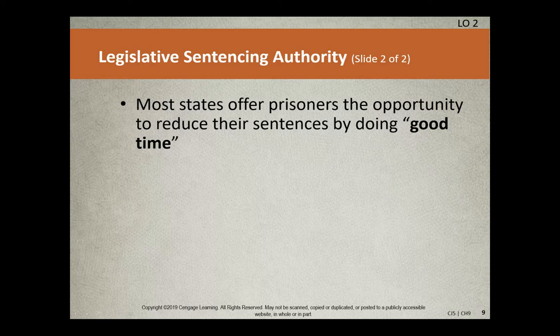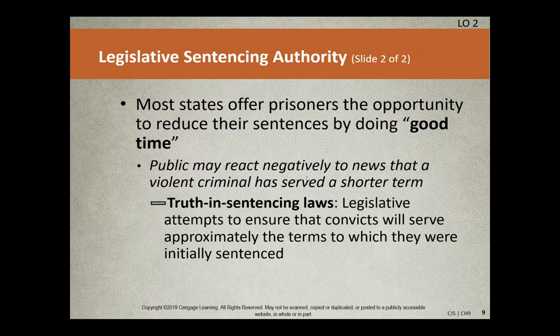There are a couple of terms you may have heard: good time and truth in sentencing. Good time refers to a reduction in time served by prisoners based on good behavior, their conformity to rules, or other positive behaviors. Sentence reduction programs promote discipline within a correctional institution and reduce overcrowding. Truth in sentencing laws are legislative attempts to ensure that convicts will serve approximately the terms to which they were initially sentenced. As the name suggests, the primary goal of these laws is to provide the public with more accurate information about the actual amount of time an offender will spend behind bars.